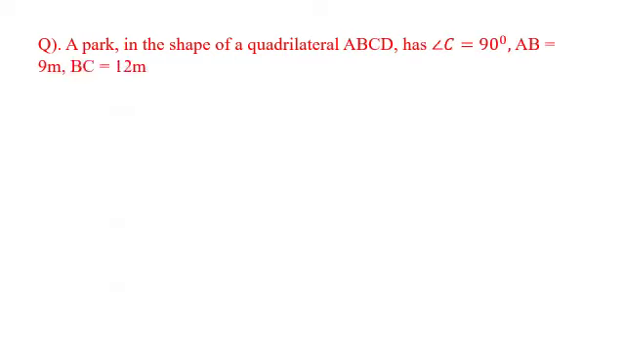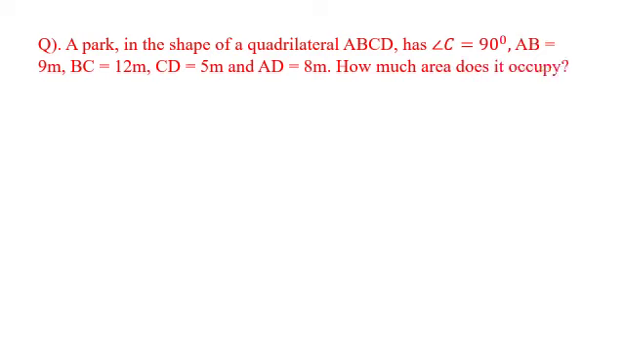Here we have a park in the shape of a quadrilateral ABCD with angle C equals 90 degrees, AB equals 9 meters, BC equals 12 meters, CD equals 5 meters, and AD equals 8 meters. How much area does it occupy? That means we have to find the area of quadrilateral ABCD where one of the angles is given, which is 90 degrees, and the four sides are given.